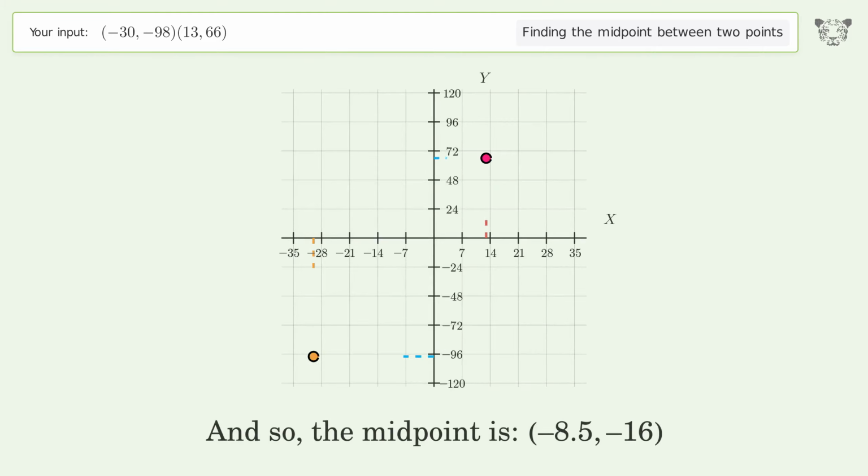And so, the midpoint is, negative 8.5, negative 16.